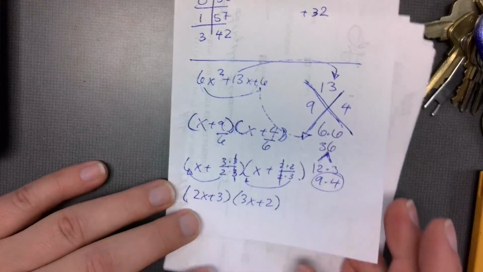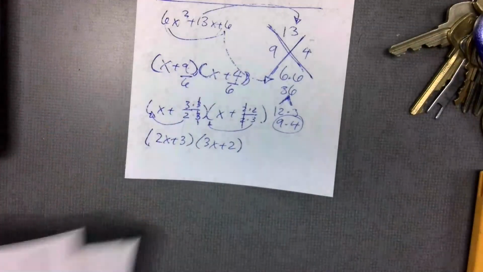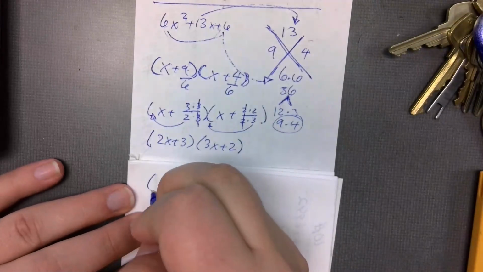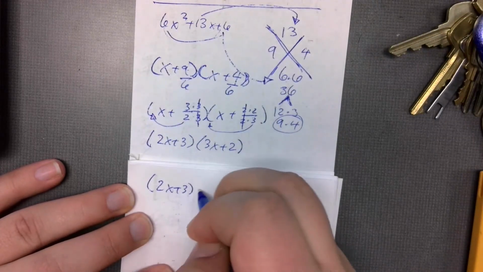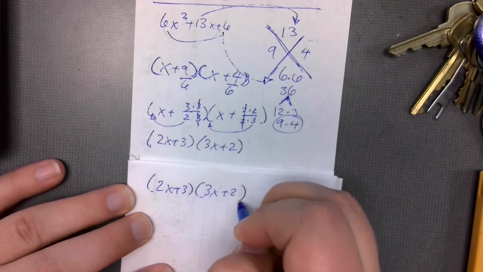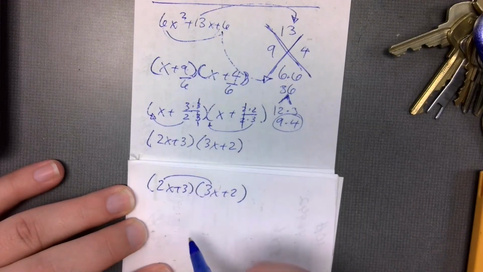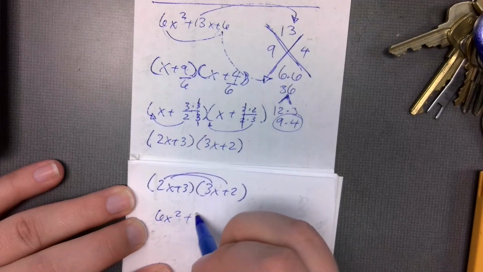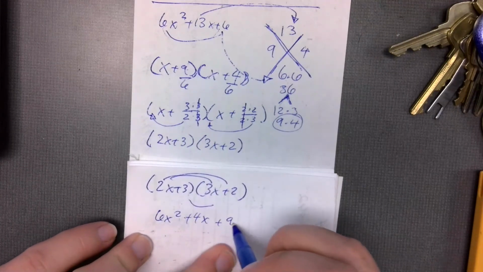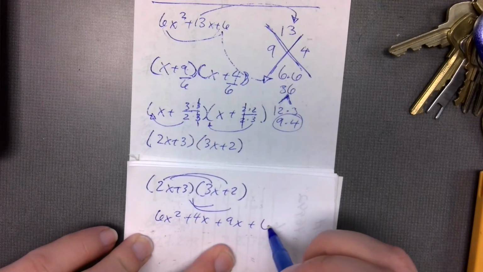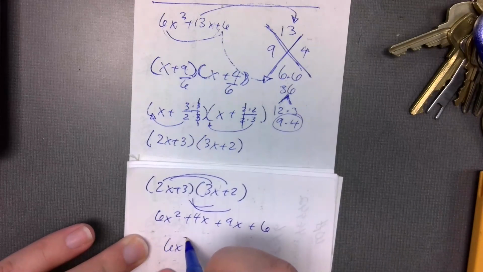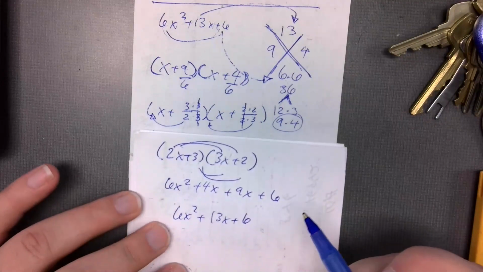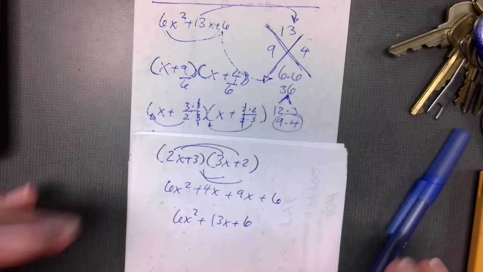Now to check this, we're simply going to show how to multiply it out. So we're just using the FOIL method. And that's it. We got back to what we started with. So now we're done.